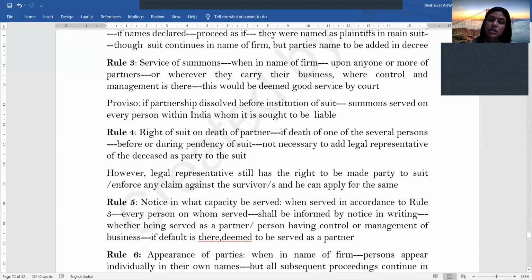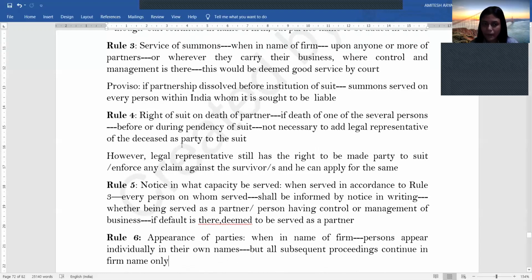Now, in what capacity will the notice be served? Every person to whom service has been made will be informed by a notice in writing in which capacity he was served, whether as a partner or as a person who was in control or the management of the business. If he is not specifying so, it will be taken that he was served in the capacity of a partner.